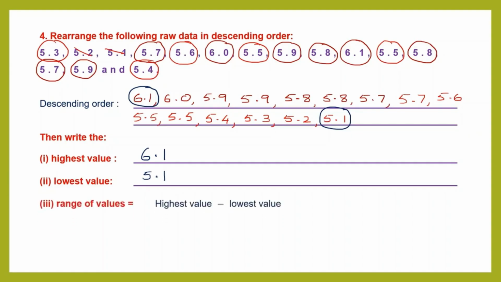Now we are asked to find the range of the values. To find the range, we always have to subtract the lowest value from the highest value. So the highest value is 6.1 minus 5.1. So let's do that subtraction. 6.1 minus 5.1. 1 minus 1 is 0. We put the point. 6 minus 5 is 1. So the range of values is 1.0, or simply 1. So we've got all our answers. The highest value is 6.1, the lowest value is 5.1, and the range of values is 1.